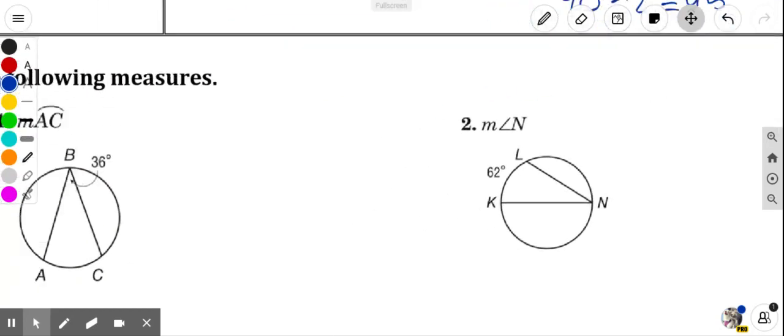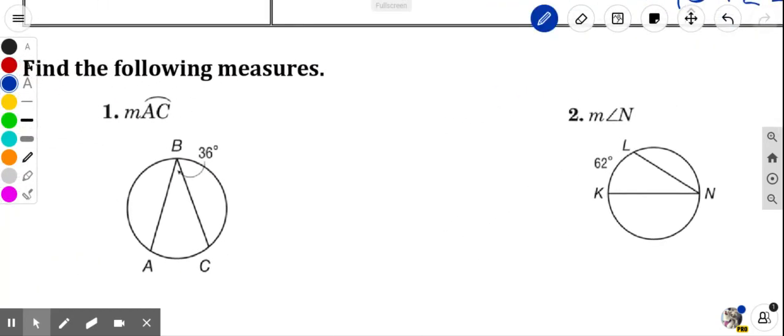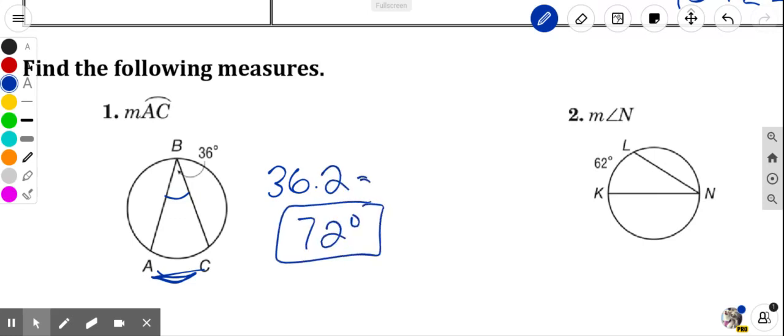I did do a couple quick examples down here. For this first one, we are given angle ABC, which is an inscribed angle. We need to just double it to get the intercepted arc. So you're going to do 36 times 2, which is 72 degrees. That's the measure of arc AC.